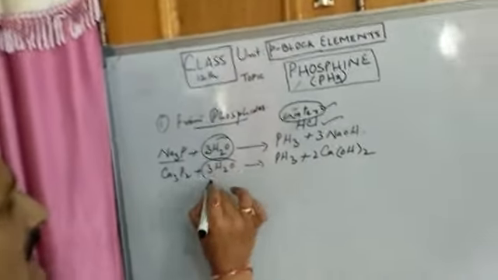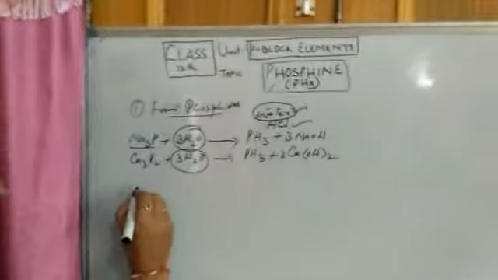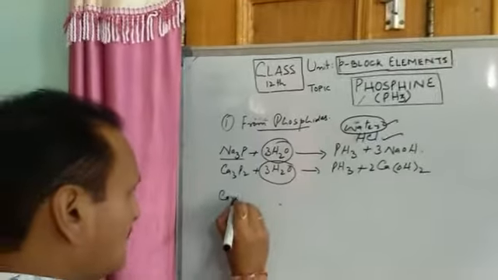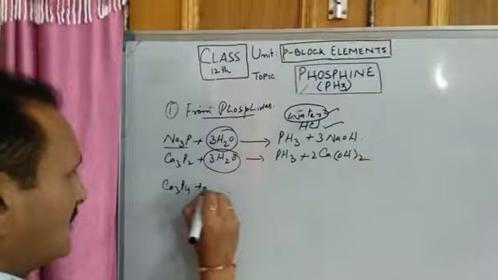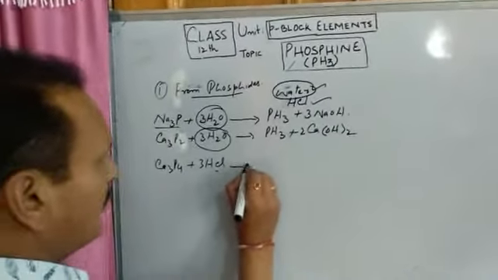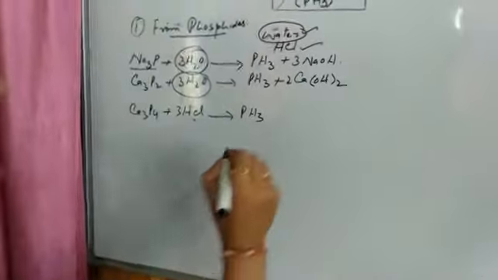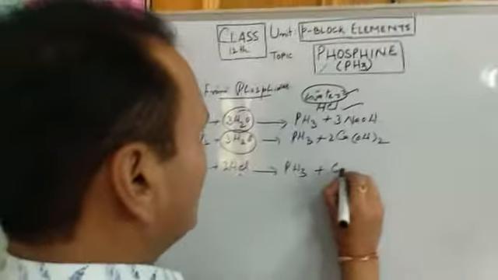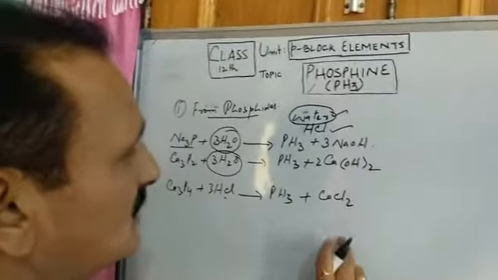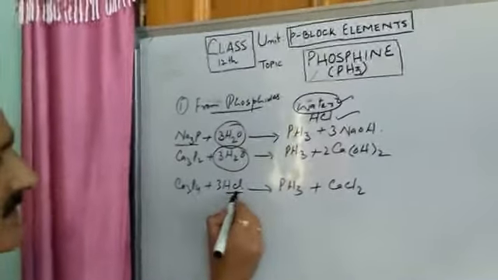Now we can take a mineral acid like HCl in place of water. For example, I take calcium phosphide, but this time we treat it with a mineral acid like HCl. Again, phosphine will be formed, and along with phosphine we shall have calcium chloride this time. We shall not have hydroxide here. We shall have chloride because we have taken a mineral acid.